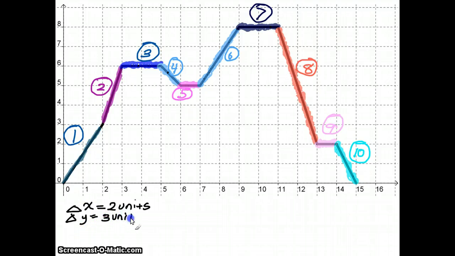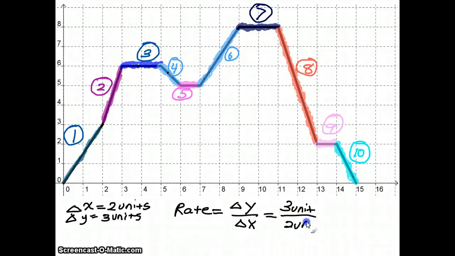Recalling from 8th grade that slope is the change in y over the change in x, we can relate the same idea. Rate of change is always equal to delta y over delta x, which is very familiar from our slope equation. Delta y was 3 units, delta x was 2 units, and the units cancel, leaving an overall rate of 3 over 2. This is the rate of change for phase number 1.